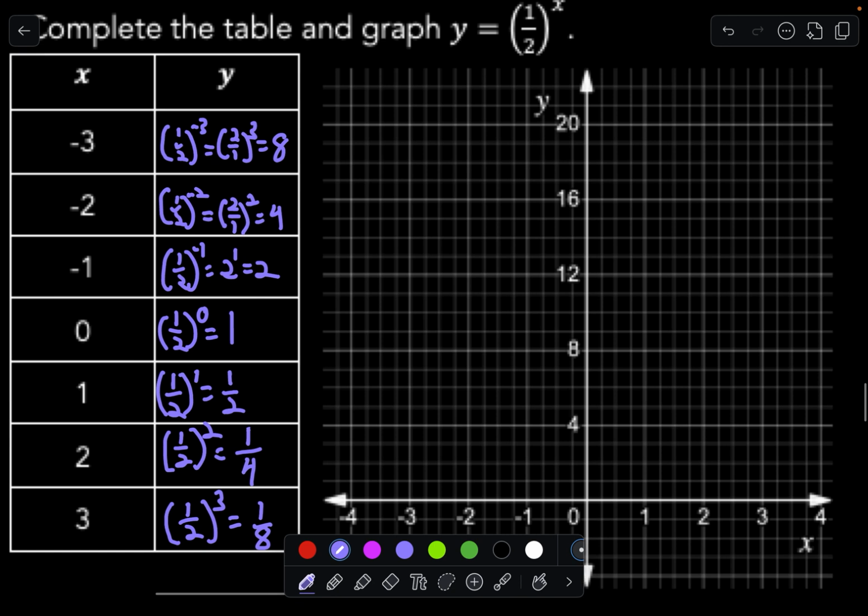So now, as we go out here to the negatives, we're at 8. And then we're at 4. And then we're at 2.